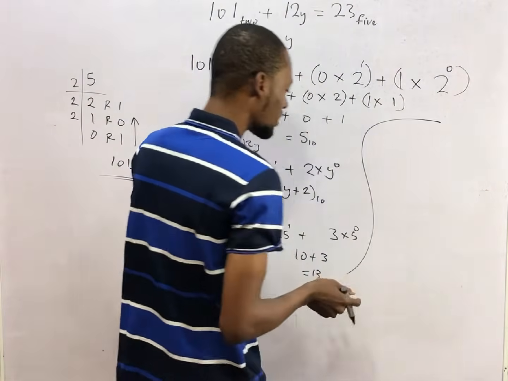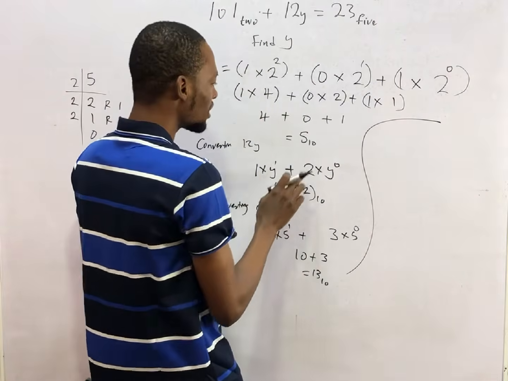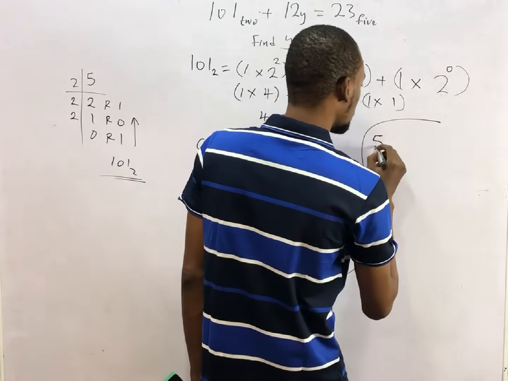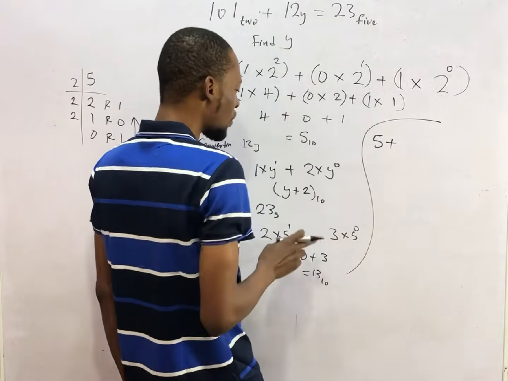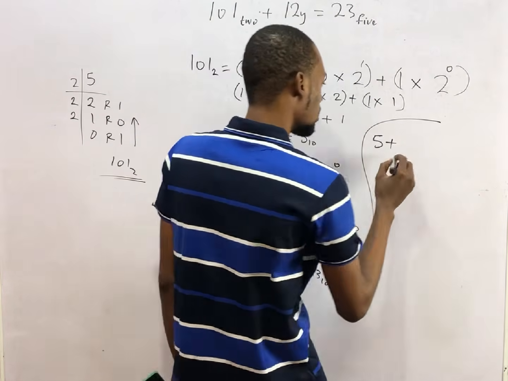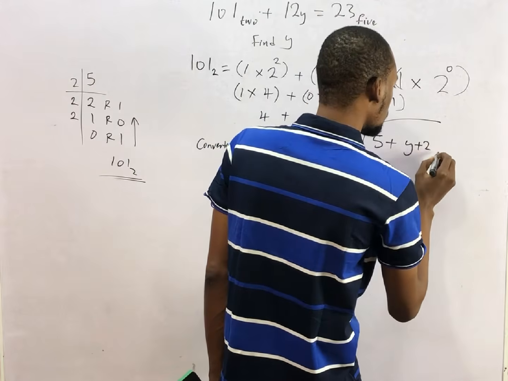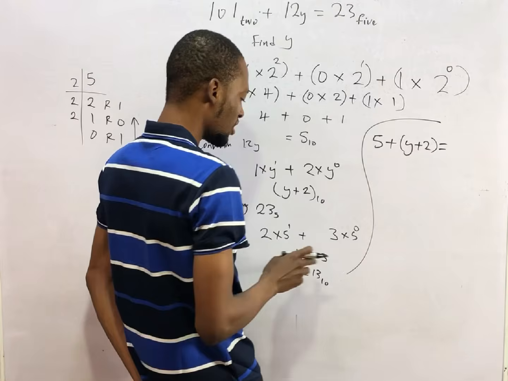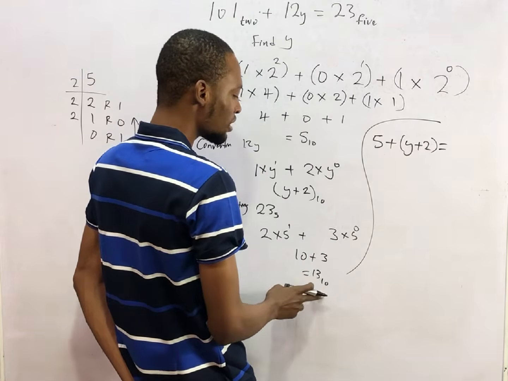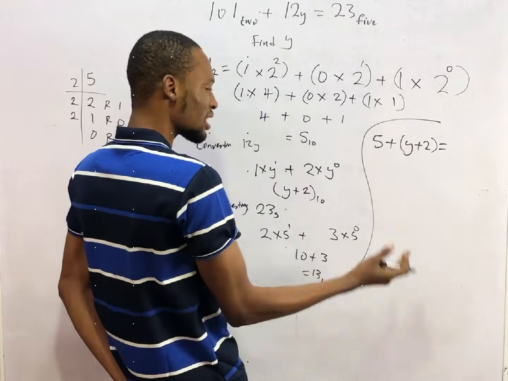We can create a space here. 101 has been changed to base 10 to be 5, plus 12 base y, which is now y plus 2 base 10. So y plus 2 equals 23 base 5, which is 13 base 10. It's in base 10, we can say 13.